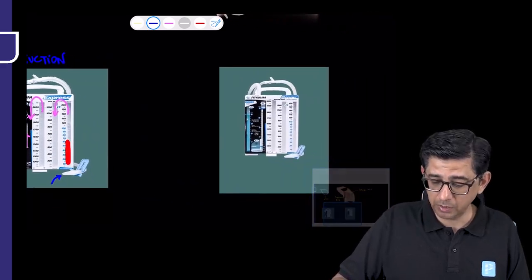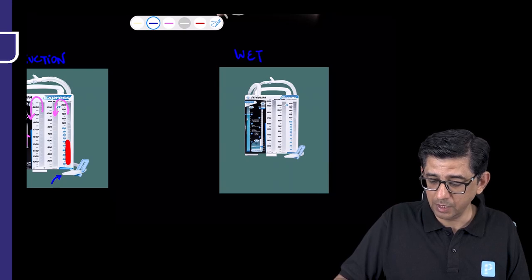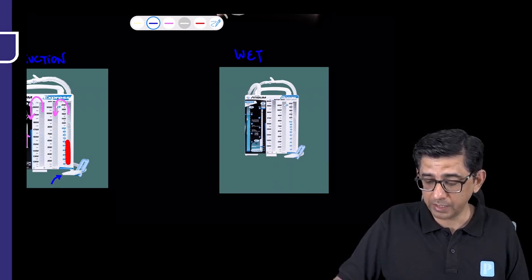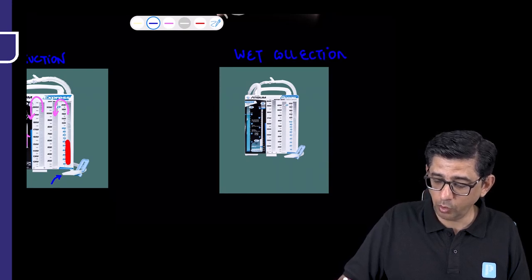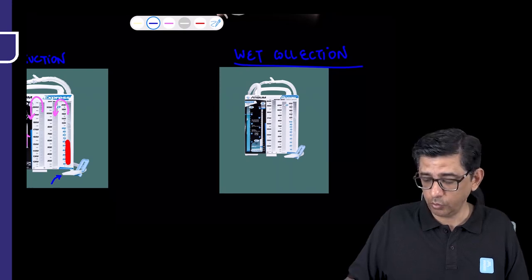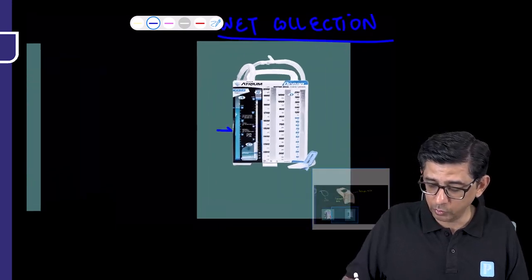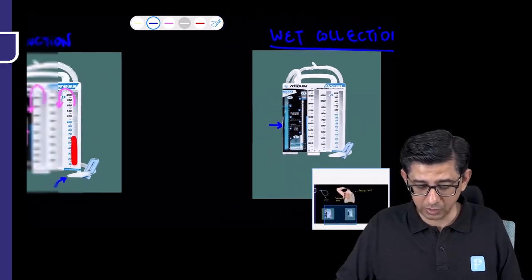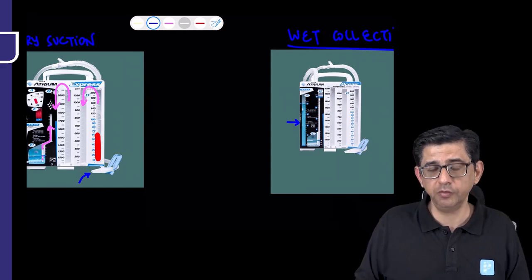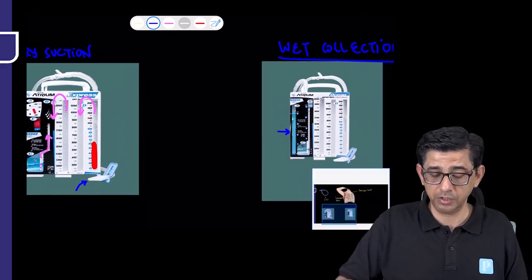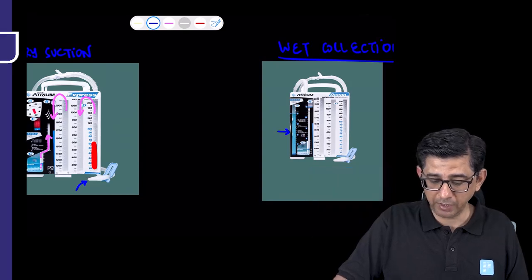In the wet suction system, or a wet collection system, you can notice that there is no orange display present here. Rather, all that is present is a water column. You can notice a clear water column. Let's just look at the two images simultaneously, and you can look at the characteristic difference between a dry suction collection system and a wet collection system.